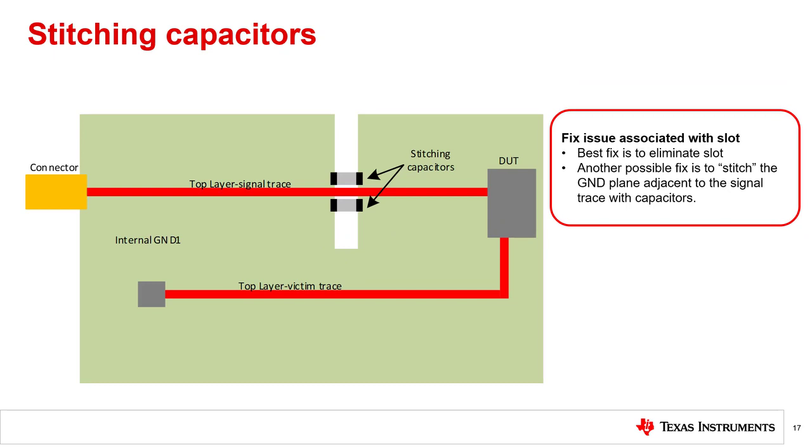Of course, the best practice is to avoid a slot in the ground plane. In some cases, this may not be practical. One way to minimize the impact of the discontinuity in the return path is to use a stitching capacitor or a ground bridge adjacent to the trace. In this example, you can see that the return current transitions from the ground plane to the top layer stitching capacitors to travel over the gap in the ground plane.